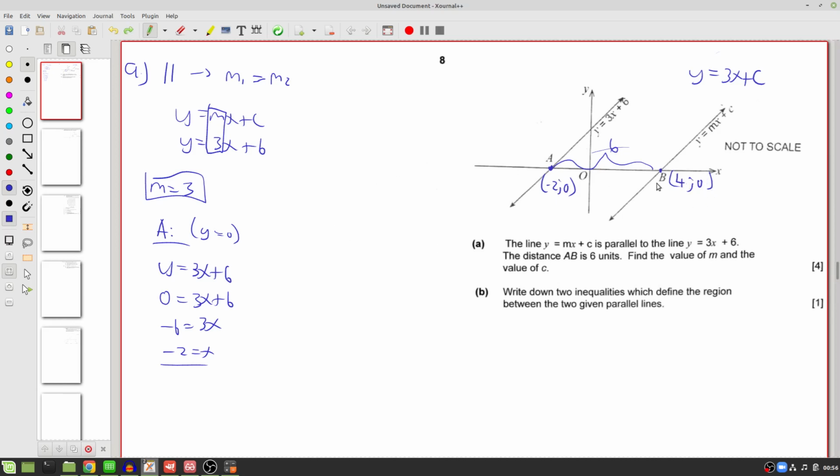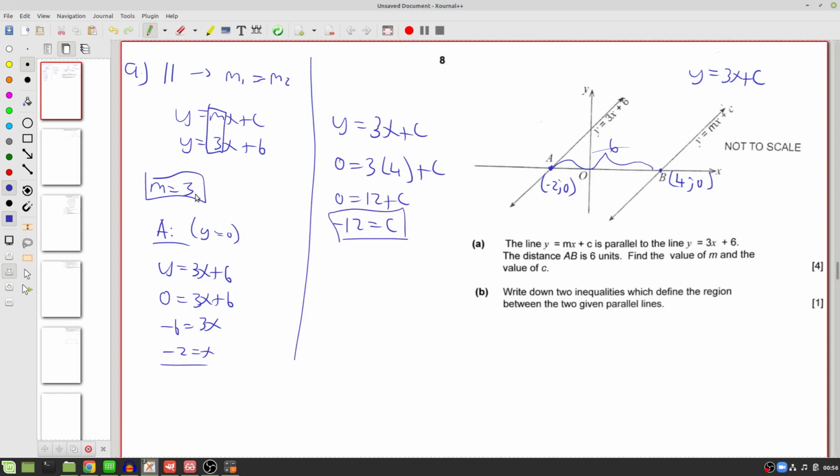So then we can substitute this point into that equation. In y equals 3x plus c, we substitute point B, where the y value is 0 and the x value is 4. And then we just solve for c. So we have 0 equals 12 plus c. Take over the 12, so we get negative 12 equals c. Great, there we have it. c and m both solved. Okay, let's write down this equation now. It will be y equals 3x plus c, so plus negative 12, so y equals 3x minus 12. That's the equation of this line.